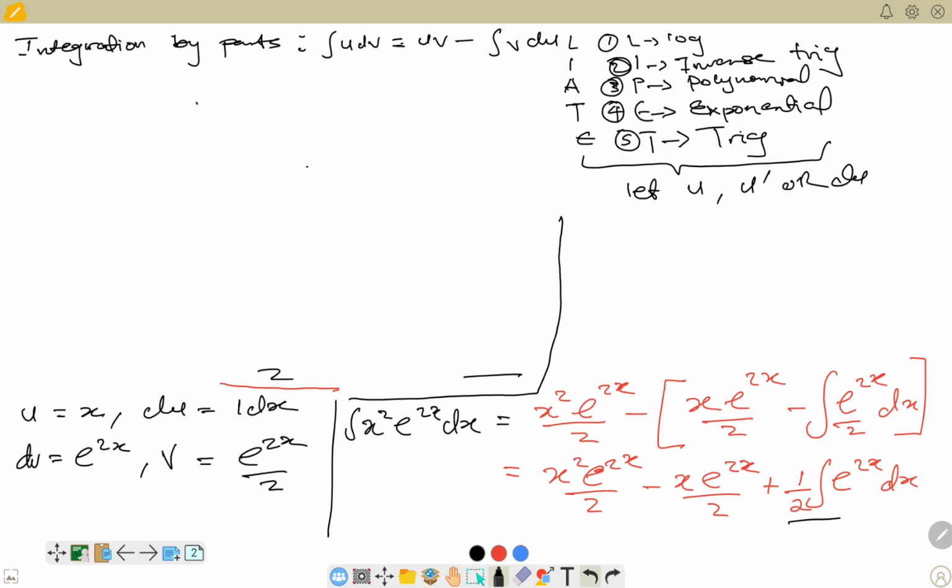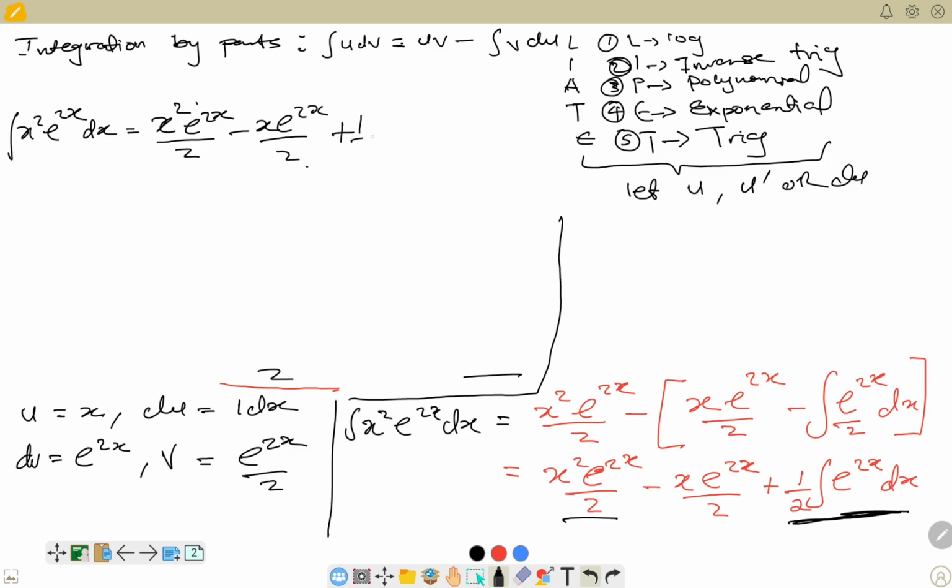So now we need to integrate this here. We said that our original integral is the integral of x to the power 2, e to the power 2x dx. Then we'll have x to the power 2, e to the power 2x over 2, minus the integral of x e to the power 2x over 2. Then this we need to integrate now.